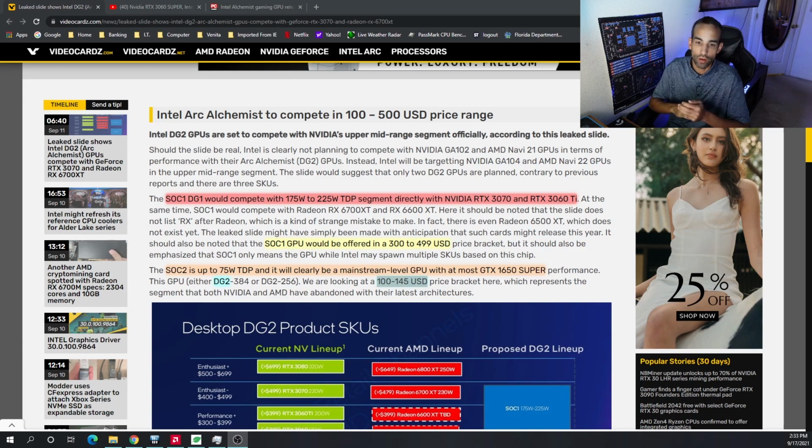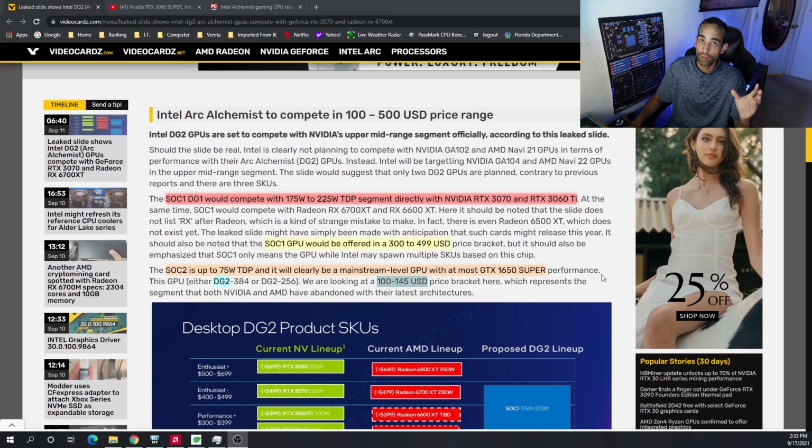So the DG1, because we should get two different types of cards, a mid-range or middle performance card, and a mainstream or lower tier card. The DG1 is expected to be 175 to 225 watt TDP, which is going to be competing in the 3070 to 3060 Ti arena on the Nvidia side, or the 6700 XT and the 6600 XT on the AMD side, with the pricing expected to be around $300 to $500.